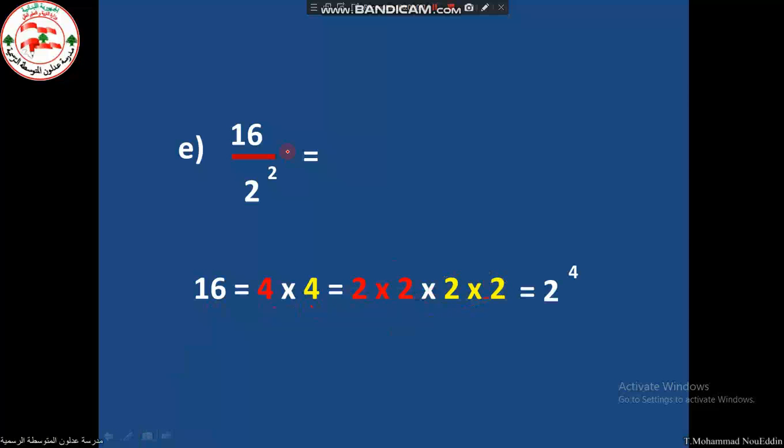Next, we put 2 to the power 4 over 2 to the power 2. Then we follow the rule of quotient of powers of the same base. We have the same base, so we subtract the powers. So we put 2 raised to the power 4 minus 2, so the answer is 2 squared.